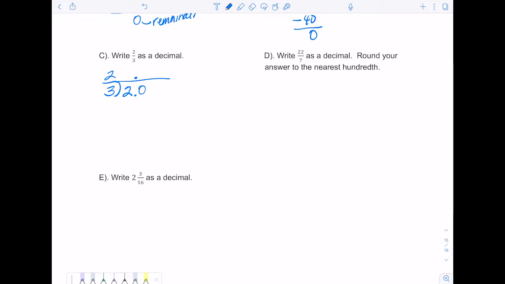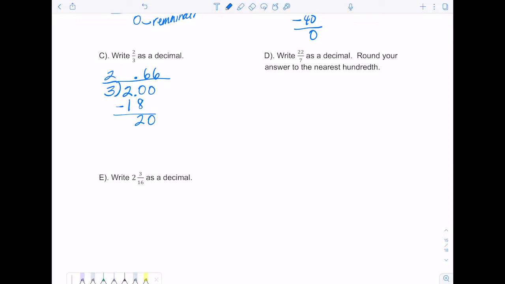3 goes into 20 how many times? 6. So 6 times 3 gives me 18. After you multiply, you subtract. 20 minus 18 is 2. I need to bring down a 0. You notice 3 into 20 again, right? So that didn't change, it goes in 6 times.